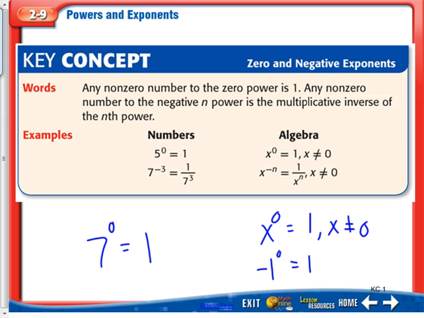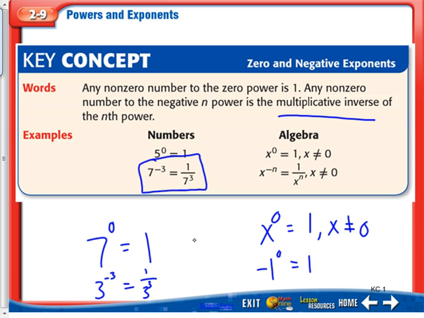Now, as we see right here, if we have a negative exponent, so 3 to the negative third, we could rewrite that as 1 over 3 to the third. It's a way to write everything looking like a whole number. The negative n power is the multiplicative inverse of the nth power. So they're equal to each other, the multiplicative inverse, that 1 over 3 to the third. That's kind of what we talked about last chapter 2.